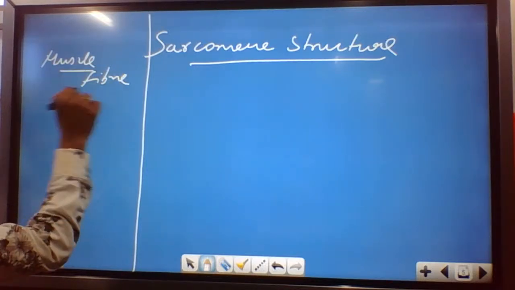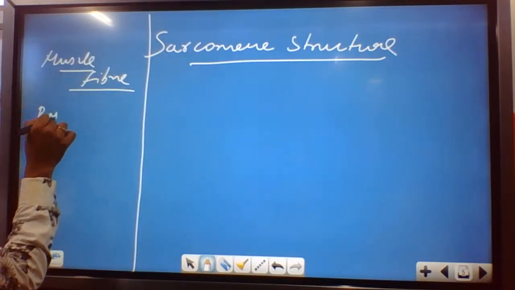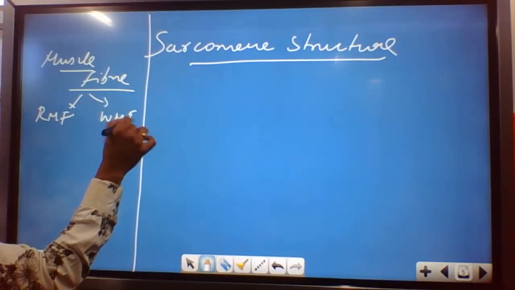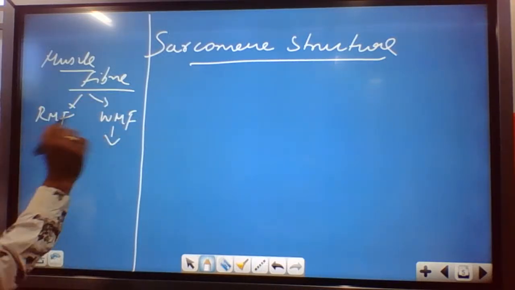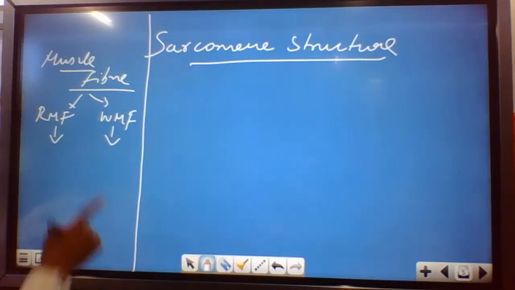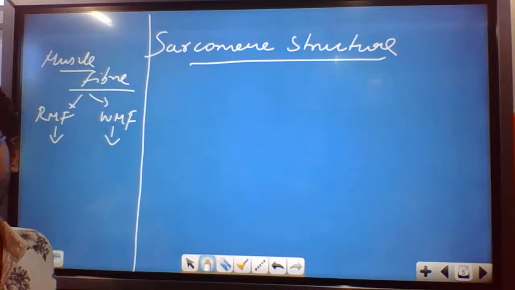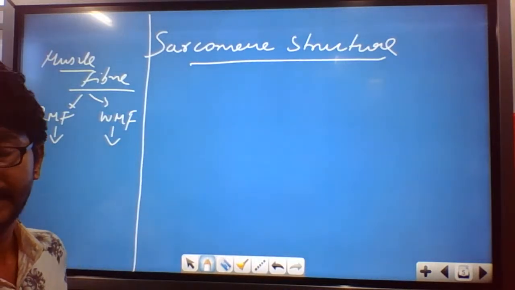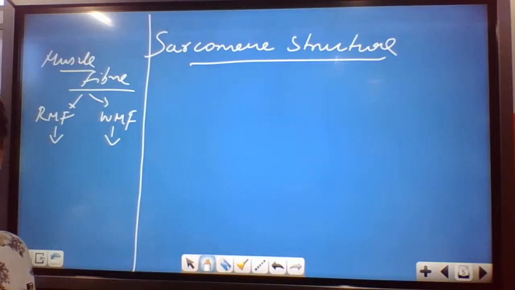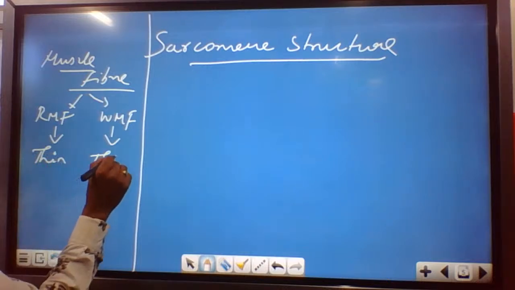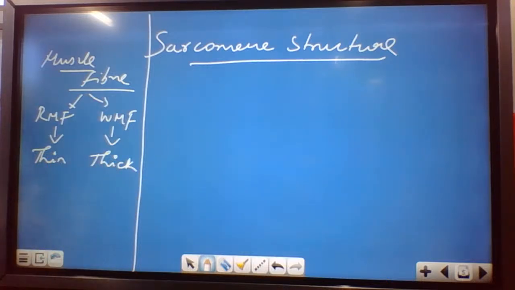One is the red muscle fiber. The other one is the white muscle fiber. There are two types of fiber because the human body consists of both types of muscle fiber. RMF means red muscle fiber, and WMF stands for white muscle fiber. There are a few differences that I can list between RMF and WMF. RMF is thin. White muscle fibers are thick in nature.